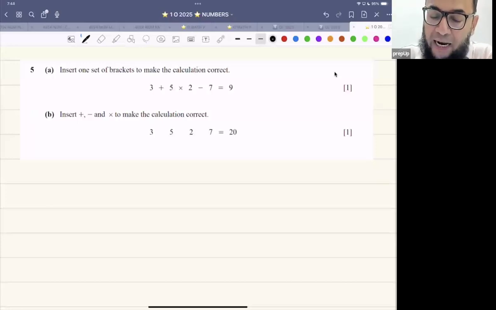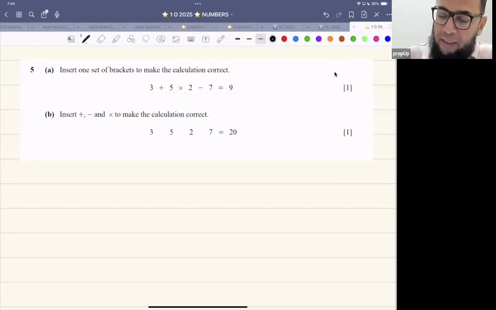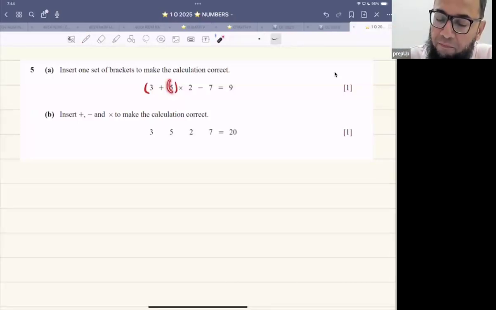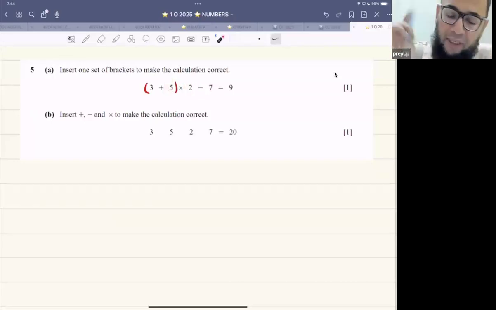Insert one set of brackets to make the calculation correct. One single bracket. If I put a bracket over here, 3 plus 5 is 8, 8 into 2 is 16, 16 minus 7 is 9. So my idea worked, so the bracket goes over here. If it did not happen, I would have put it over here. Maybe I would have put it over here and then worked it out by trial and error.